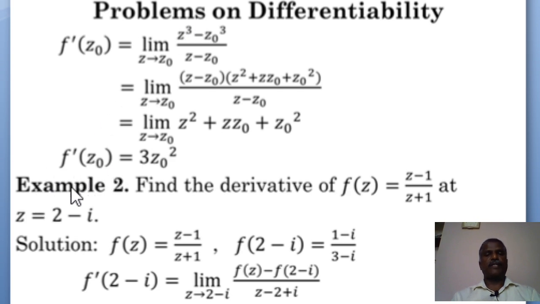Let us see one more example. Find the derivative of f(z) = (z minus 1) by (z plus 1) at z = 2 minus i.